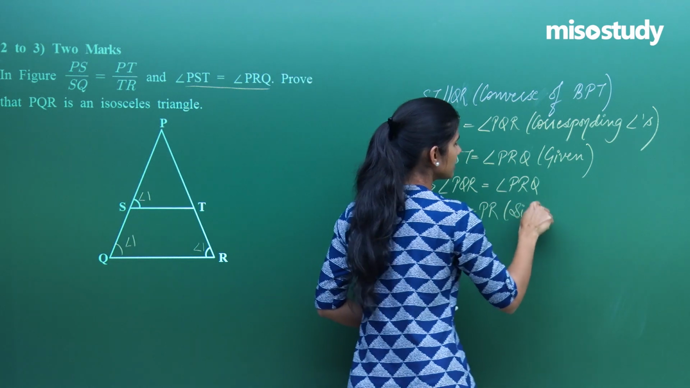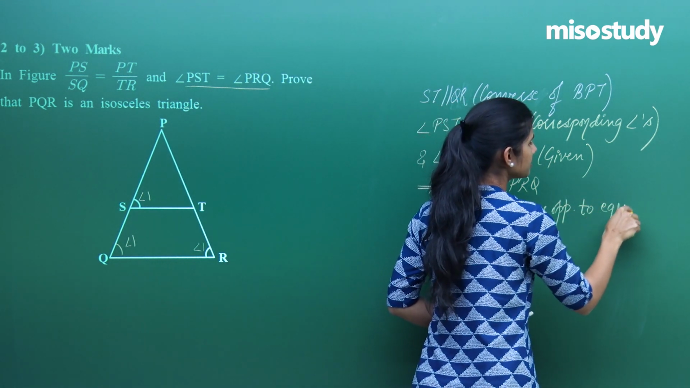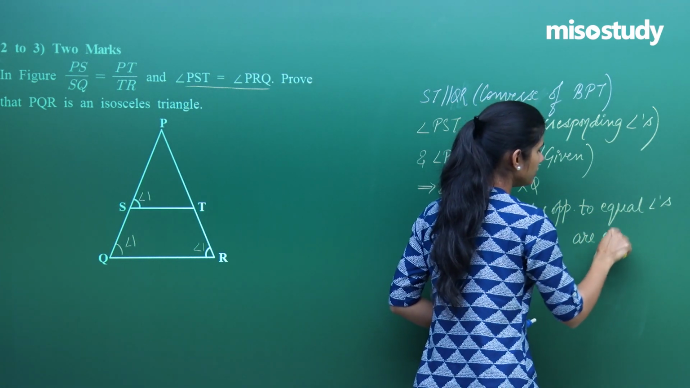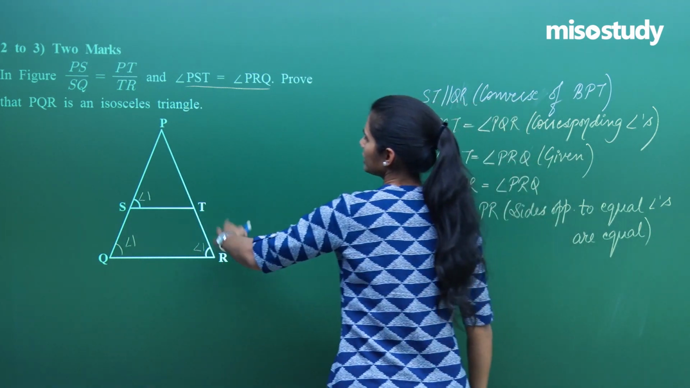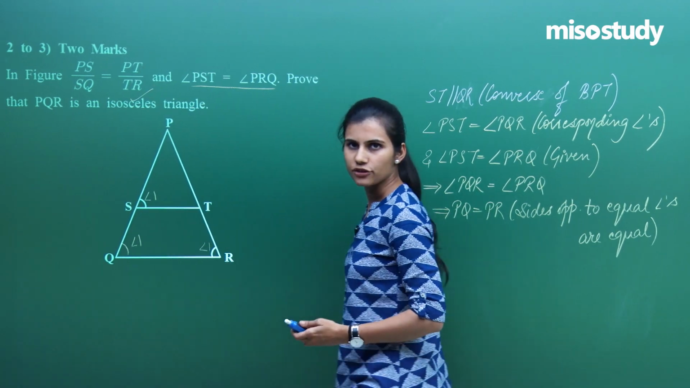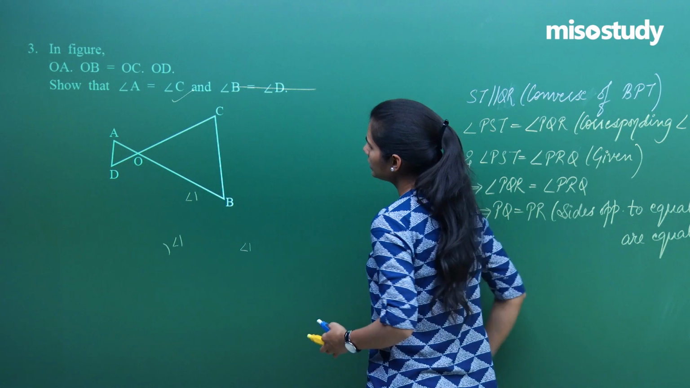Since sides opposite to equal angles are equal. The moment in this triangle you have two sides of the same measure, it is definitely an isosceles triangle. Clear? Next question says what?